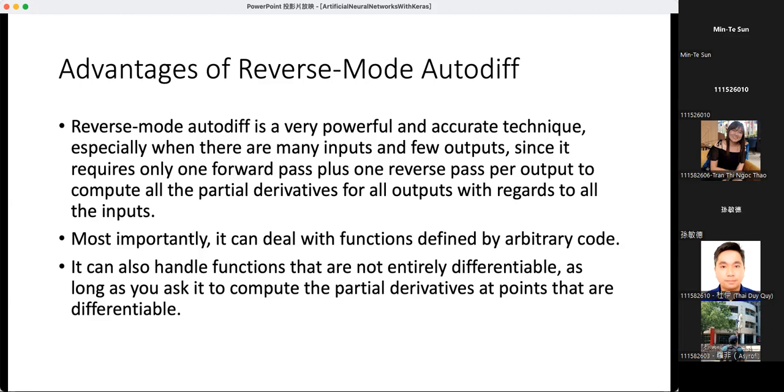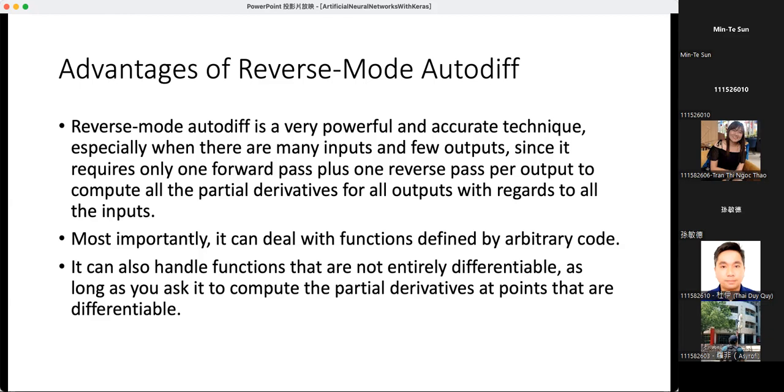Okay, the variables can be thousands, but we only have a few outputs. The number of outputs actually depends on your task. If it's a regression, it's how many numbers you want to predict. If it's a classification, it depends on the number of classes, but it's not going to be too many anyway. And you require only one forward pass plus one reverse pass per output to compute all the partial derivatives for all outputs with regards to all the inputs.